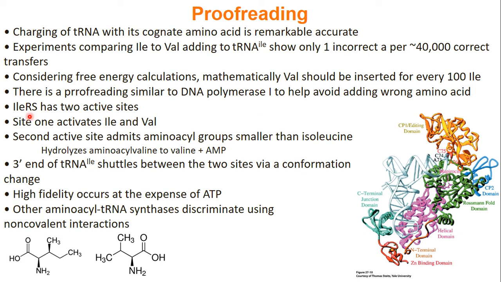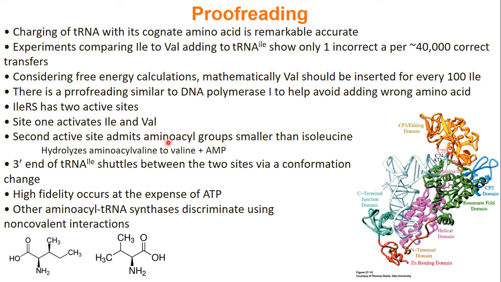So if we are looking at isoleucyl-tRNA synthetase, we see that it actually has two active sites. Site 1 will activate isoleucine and valine, while the second site will only admit amino acyl groups smaller than isoleucine. So at site 1, you can actually add valine to the tRNA. Site 1 has some idea, I suppose, because it should be every 1 out of 100. So 99% of the time, you're going to add isoleucine, 1% of the time, you're going to add valine. And site 1 will do both of those.